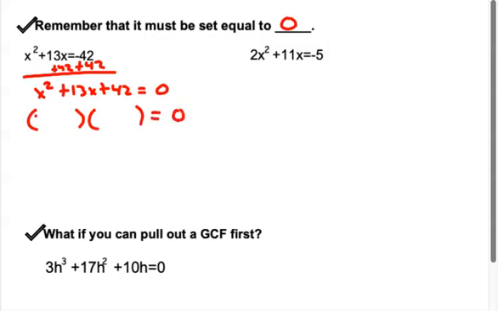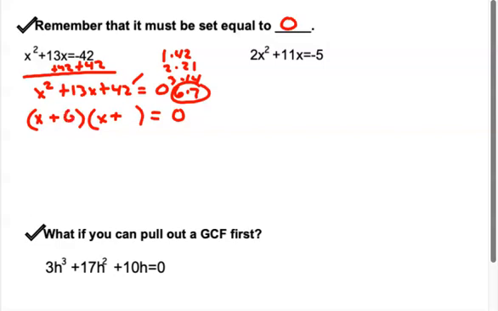Okay, again, nothing in front of the x squared means I can put x and x. Everything is positive this time, so I'm going to put plus signs everywhere. For 42, I have 1 and 42. I have 2 and 21. I have 3 and 14. I have 4, 4 doesn't work. I have 6 and 7. And that's the one that I want. Okay, 6 and 7 will add up to 13, and they multiply to 42.